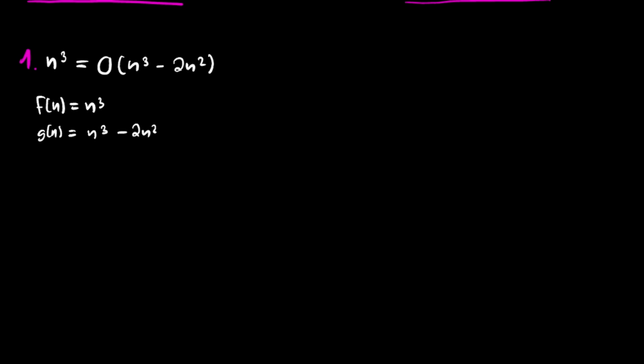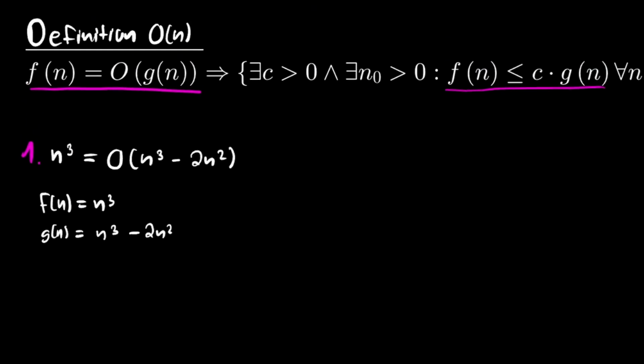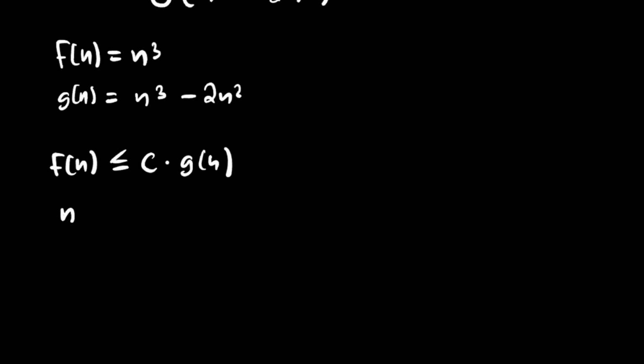Basically, what you want to do now is check this statement out, which is right over here: f of n greater or equal to c times g of n. Now we're going to do the replacement of functions. We're going to write in our functions here: c times n cubed minus 2n squared.